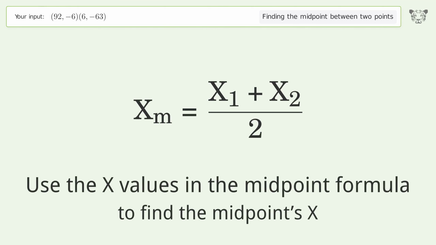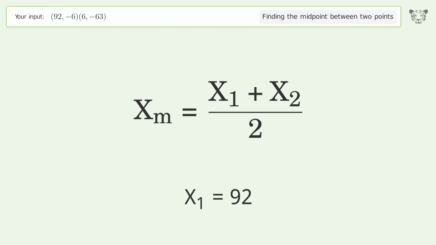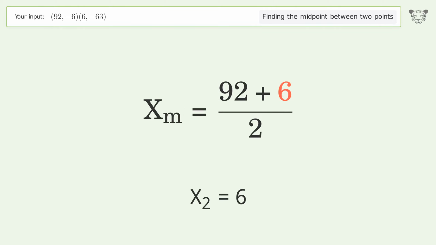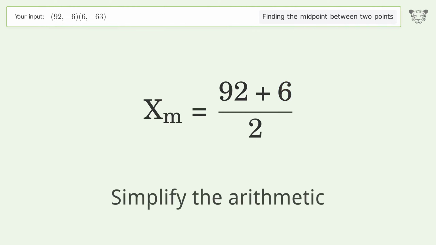Use the x values in the midpoint formula to find the midpoint's x. x1 equals 92. x2 equals 6. Simplify the arithmetic.